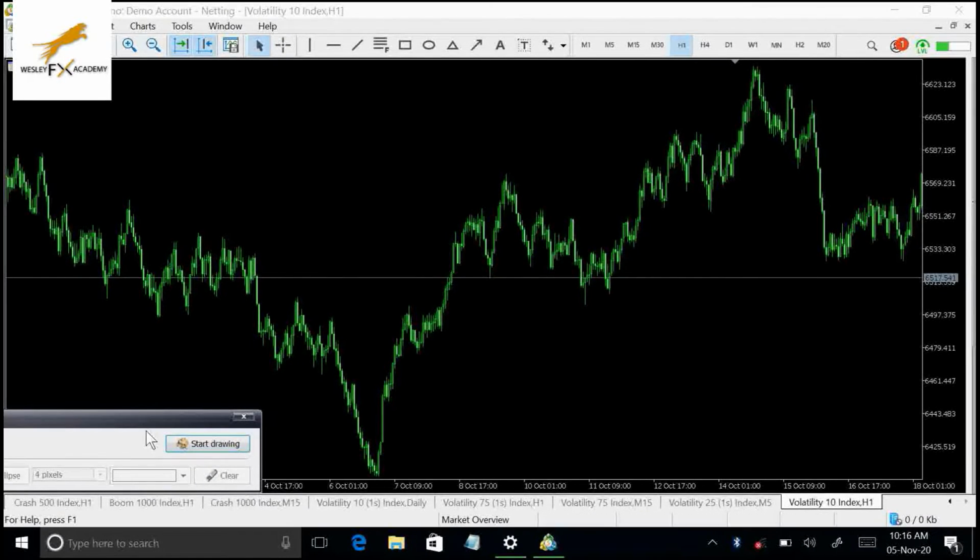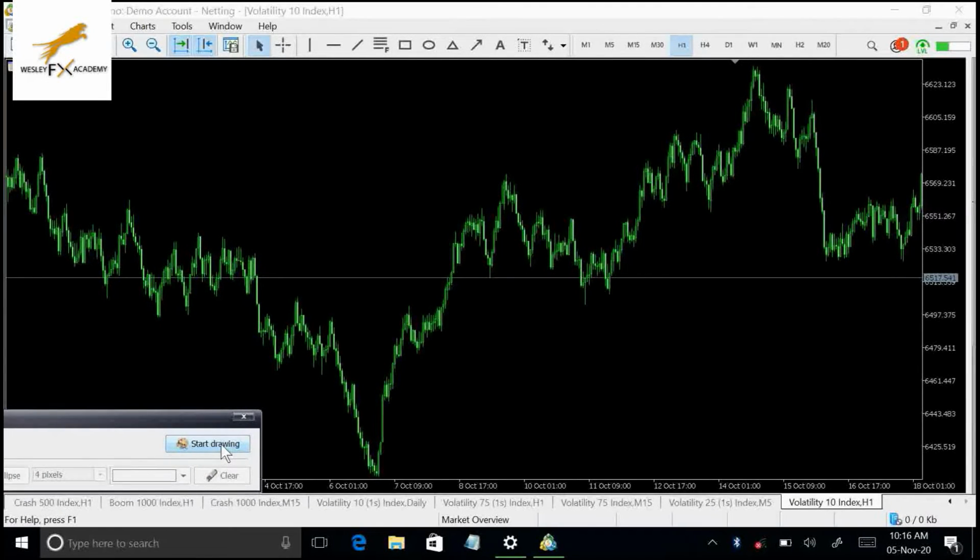So now, looking at this chart, let me just show you what I mean by candle wicks. You can see this tiny line over here. That is what I mean by candle wicks. You can see this over here. That is what I mean by candle wicks. This also, this also. Those are what I mean by candle wicks.